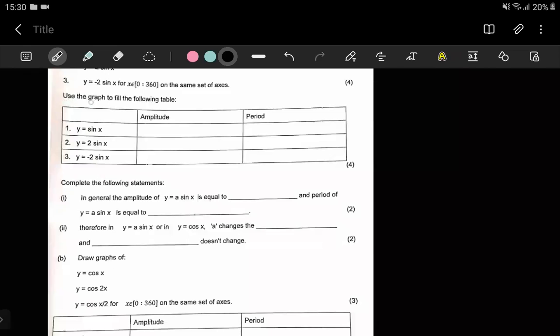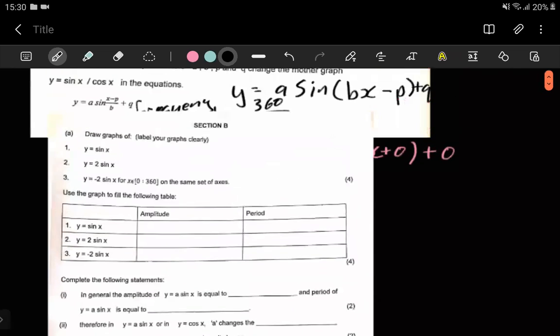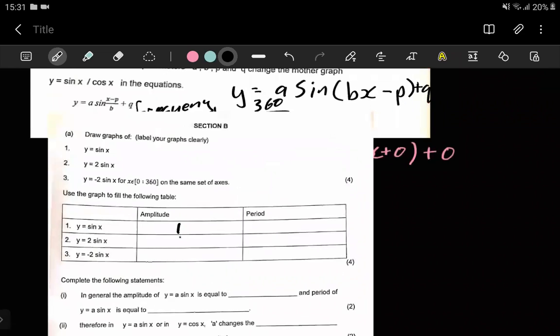Because if we use the graph to fill in the following table, amplitude here is the value there. So this one, amplitude is 1, amplitude is 2, amplitude is also 2 here, because amplitude can't be a negative number, because amplitude is basically distance. And then the period here, you can get it from your formula. Remember, the number in front of x, you're going to say it should be equal to 360 over the period. So solving for p here, p is 360, because if you multiply by p on both sides, you have p is equal to 360.